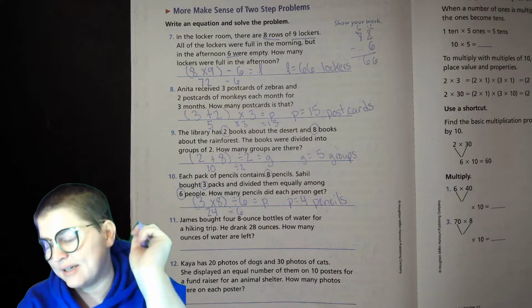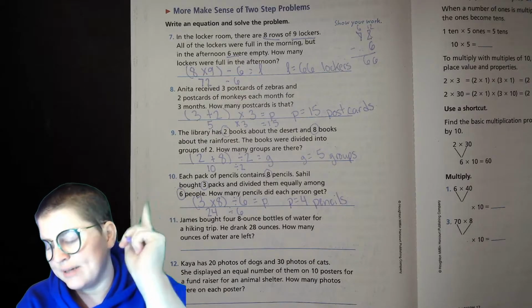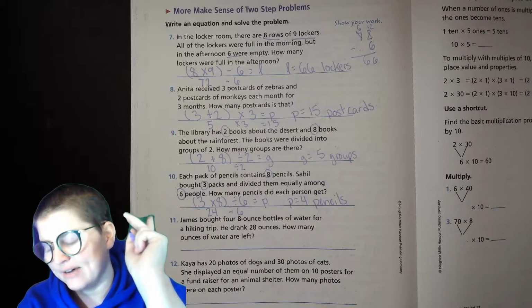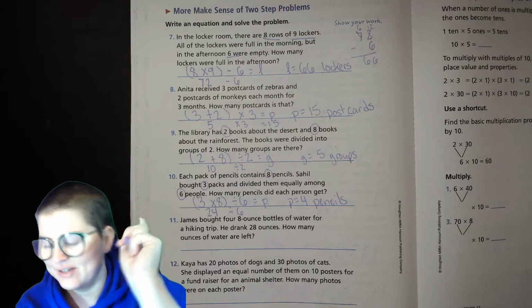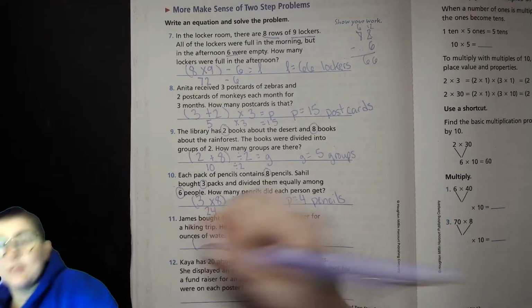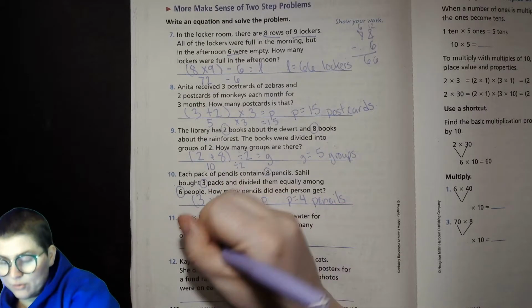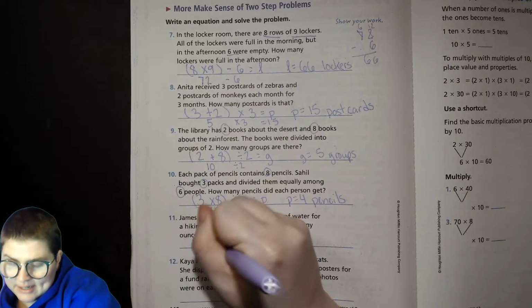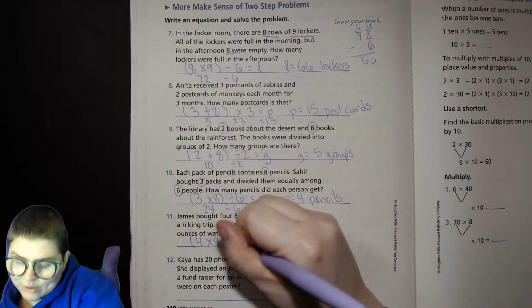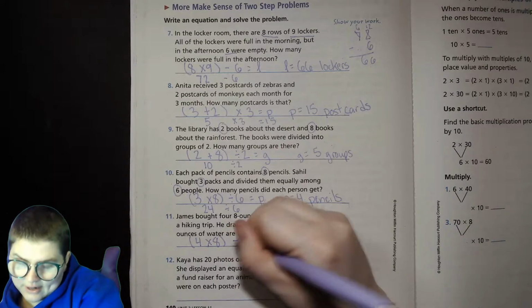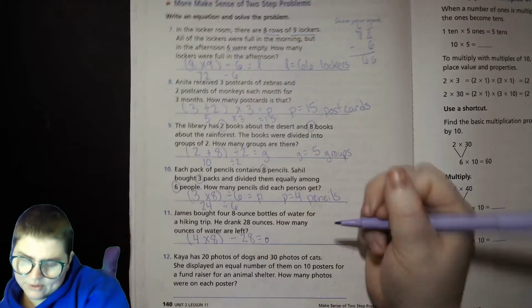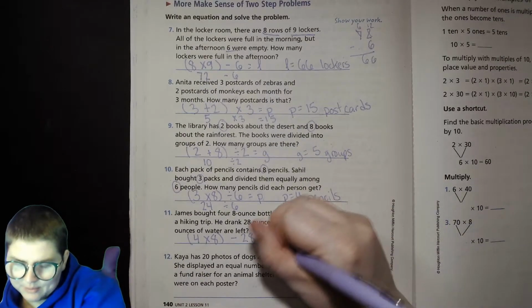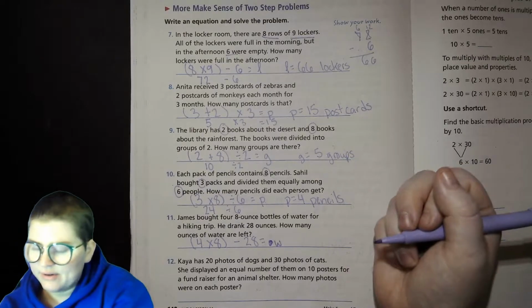Okay? Number 11. James bought 4 8-ounce bottles of water for a hiking trip. He drank 28 ounces. How many ounces of water are left? First, I have to figure out the total number that he brought, right? So 4 times those 8 ounces, and then we will subtract the amount that he drank because it's gone now. That will equal our O for ounces. Maybe we'll do W because O looks like a 0.